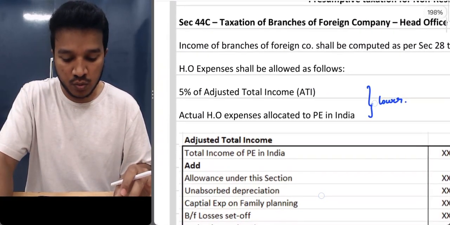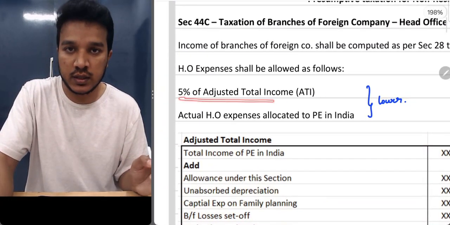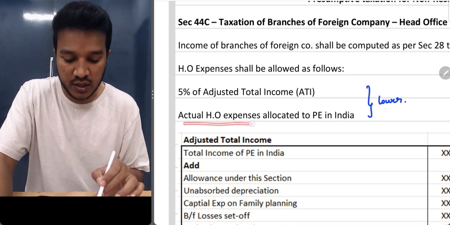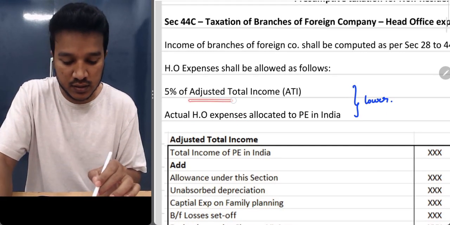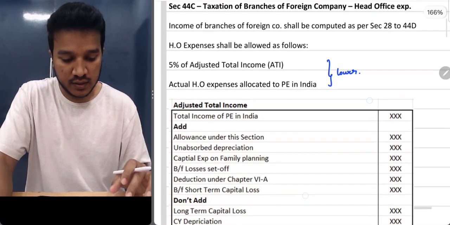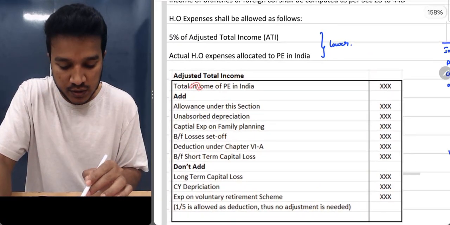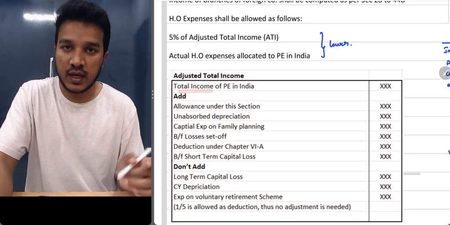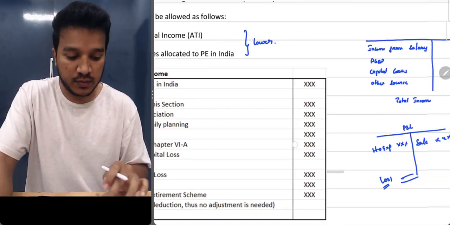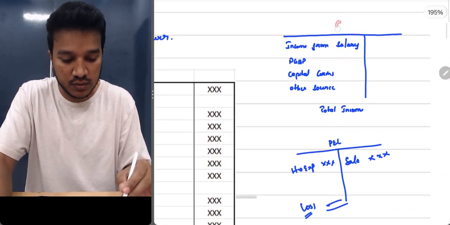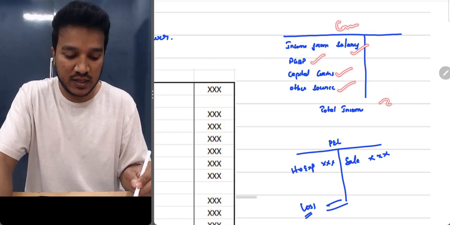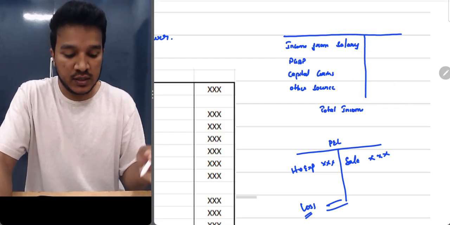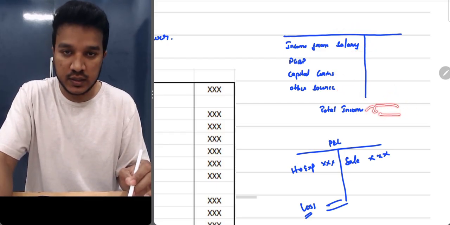They said we will allow only 5% of adjusted total income, or actual head office expenses, whichever is lower. Now how do you calculate adjusted total income? For that they have given us a formula. You need to start with the total income of the PE. I'm telling you total income, not the net profit. If you see, this is your computation. Here you will add salary income, PGBP, capital gains, other sources, and then you will come up with the total income. So first start with your total income.